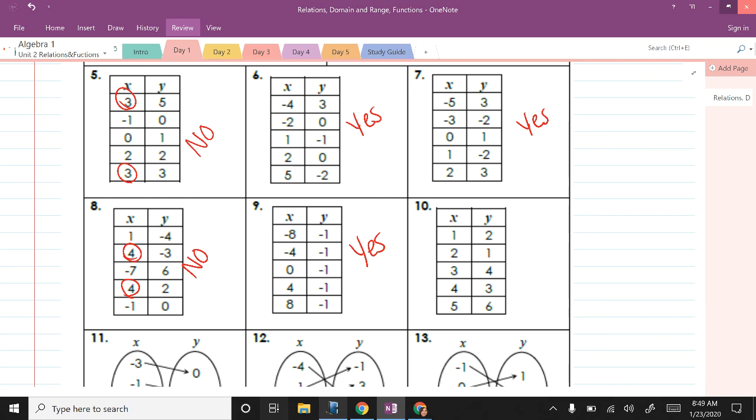Does it look like a positive 4 on top? There was a blur. Sorry about that. This is negative 4, that's positive 4. All right, what about number 10? Yes or no? Yes. Okay.